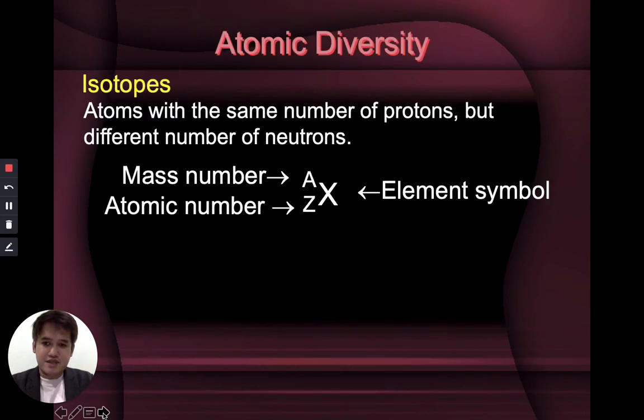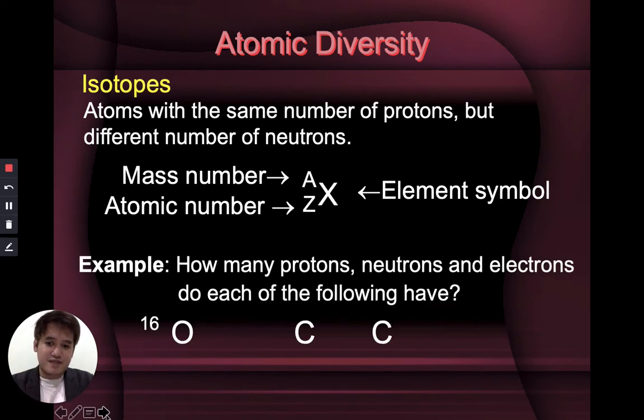Now, isotopes, these are atoms with the same number of protons but different number of neutrons. So in nature, you can have different forms of, for example, carbon. You have carbon-12, carbon-14, carbon-13. And the difference lies in the number of neutrons. So they usually differ in the mass number and not in the atomic number. So here are a few examples.